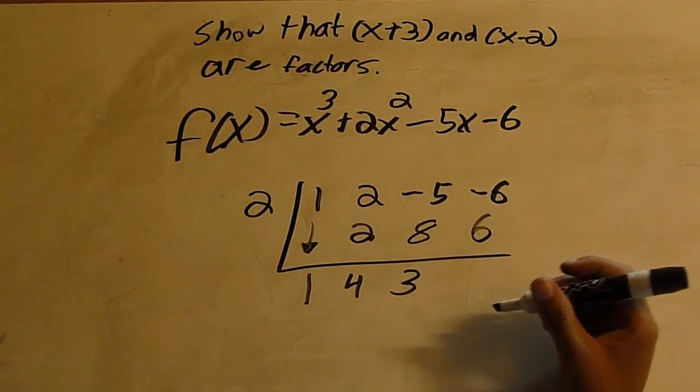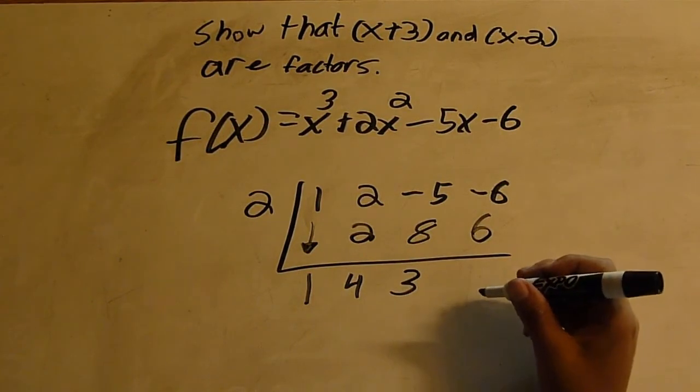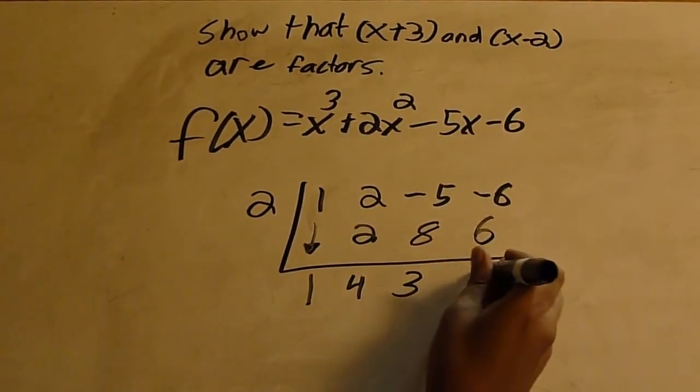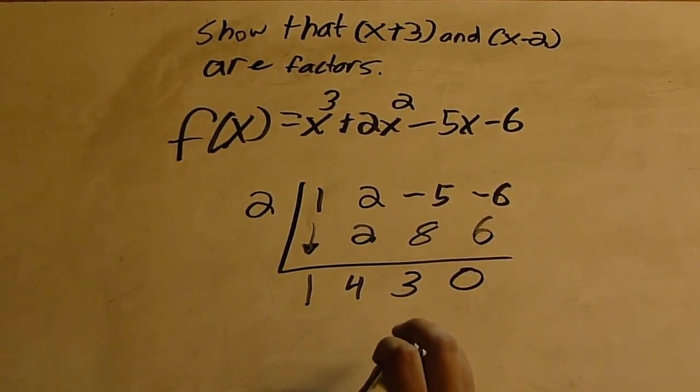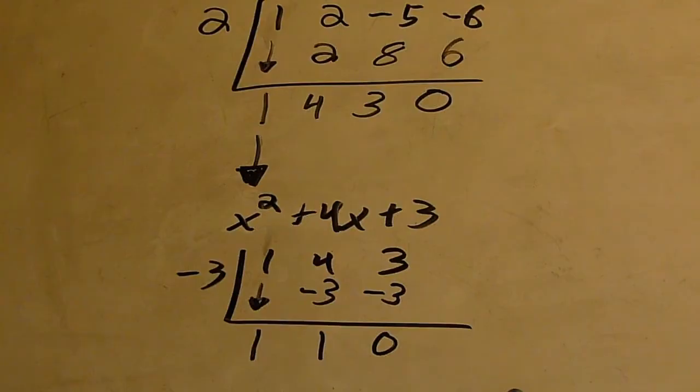And we get 6 and negative 6. We add them together and get 0. Since we got the remainder 0, x minus 2 is a factor of this equation. Now that we found out that x minus 2 is a factor, we will do the same again with x plus 3. And as you could tell, x plus 3 is also a factor of this equation.